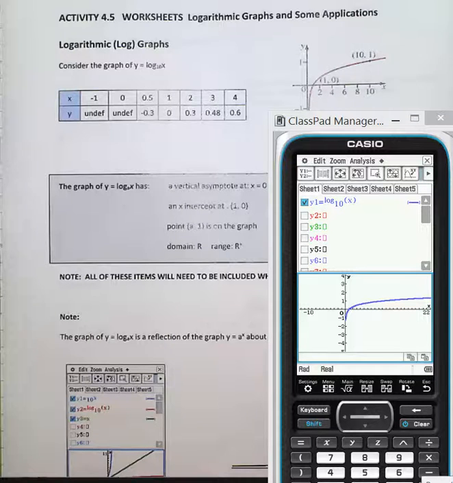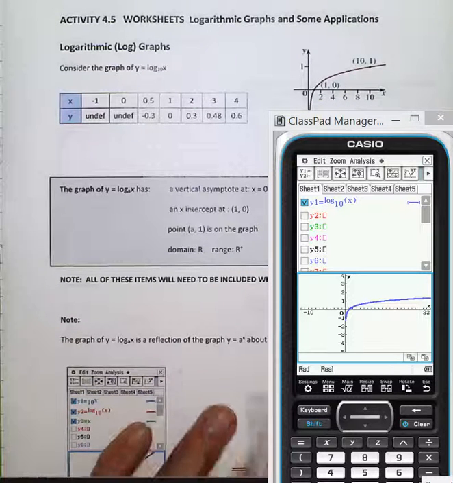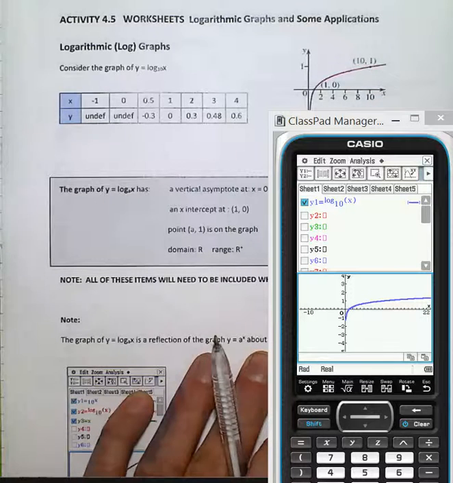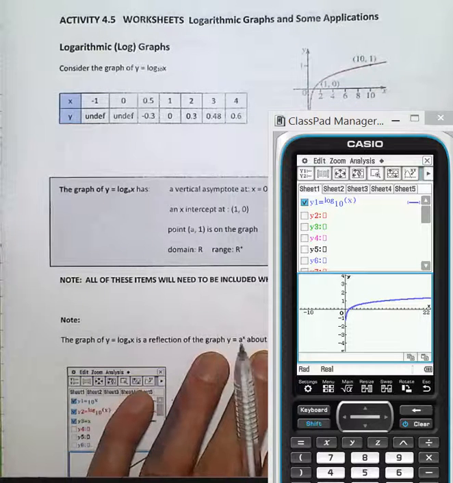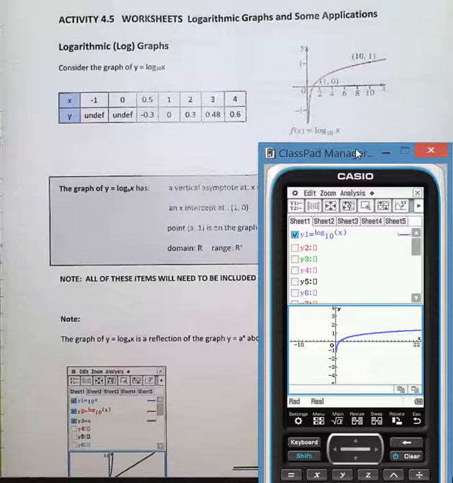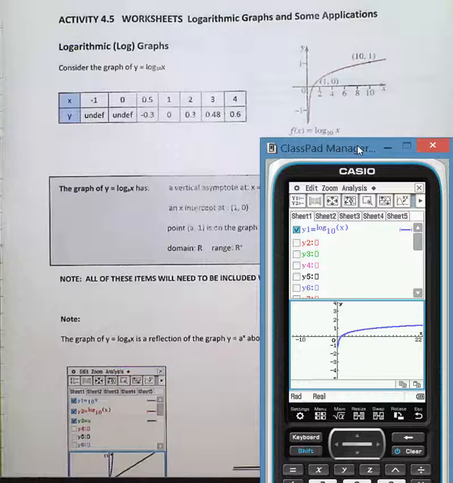Now please note in activity 4.5 we're going to be making use of the printouts from the worksheet, so please make sure you have that ready. Also make sure that you've got your calculator on hand and you're able to produce log functions pretty readily.